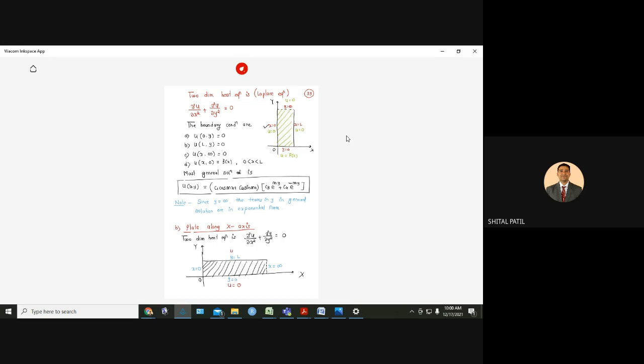What about y equal to L? 0. What at infinity? 0. Can anyone tell me what will be here along the short edge? Is it f of x or f of y? f of y, since x equal to 0, right? Therefore f of y. Correct.